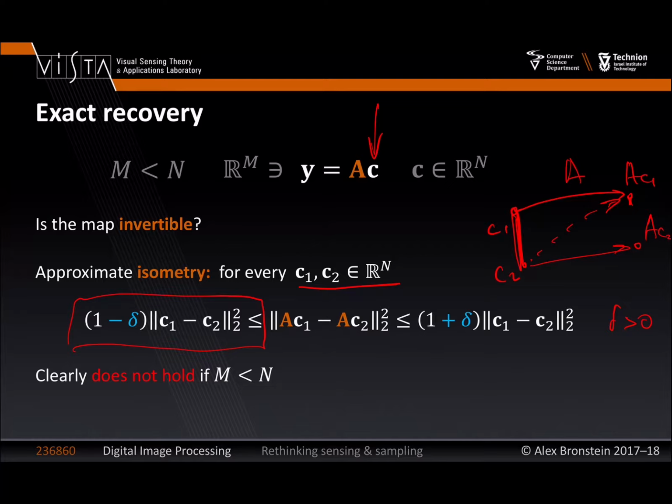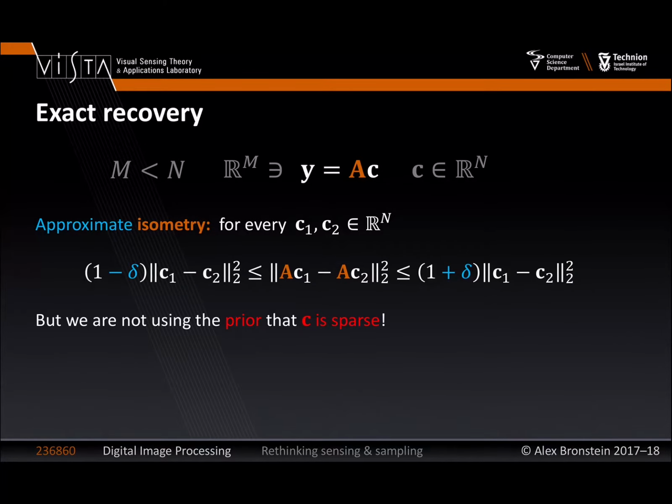But wait a second, we are not using the prior. We have a prior. We are assuming that C is sparse. It's not just any vector with n degrees of freedom. It has fewer degrees of freedom. So let's assume that our C is sparse in this literal sense, that its L0 norm is upper bounded by K. It has no more than K non-zero elements. Of course, the positions of those elements are to be determined, right? There is a combinatorial factor that will define the number of possible combinations.